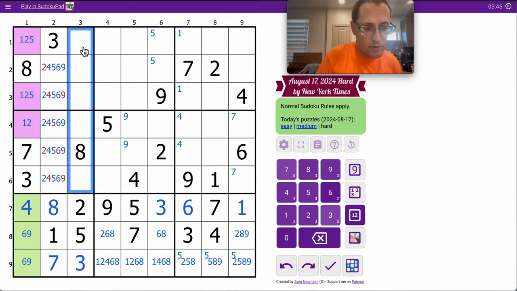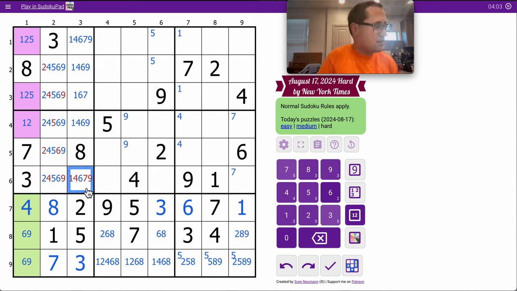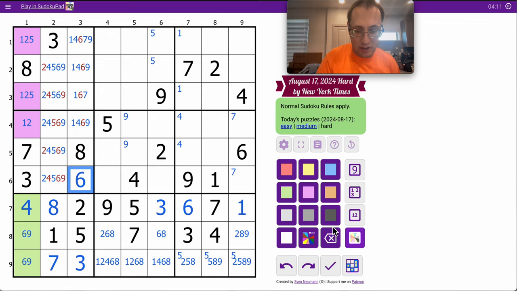Here has 2, 3, 5, 8, 1, 4, 6, 7, 9 are what's left. That can't be 7. That's not 9. That's not 4. That's not 7. This, ooh, sees 1, 4, 7, and 9. So that one is a 6. It's a hidden digit.